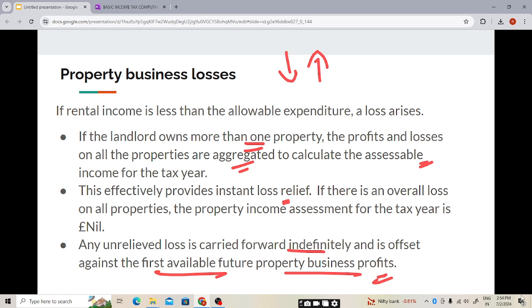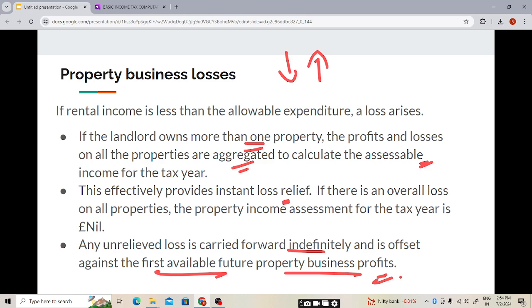So I think the session will stop here today, because the session will be too long and it will be hectic for students to study. So in today's session we have completed the property income, the cash basis, accrual basis, and the property business losses.